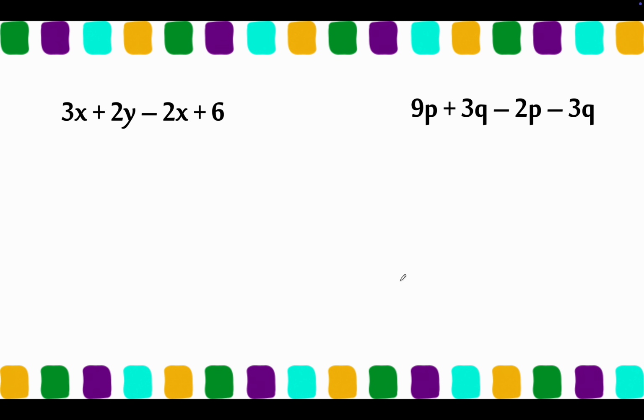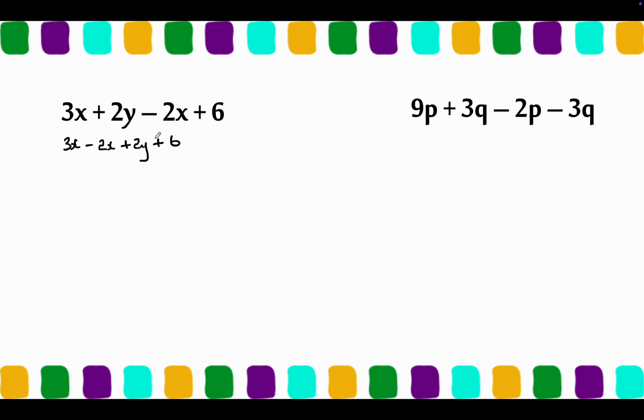Now let's try these together. So firstly, we're going to scan the question to see if it has any like terms, right? Now, by looking, I notice that I have 3x and minus 2x, which are the same, so like terms. So I'm going to write 3x. Now, in front of this 2x, it's a minus sign. So I'm going to put minus 2x, then put back my 2y and my 6.